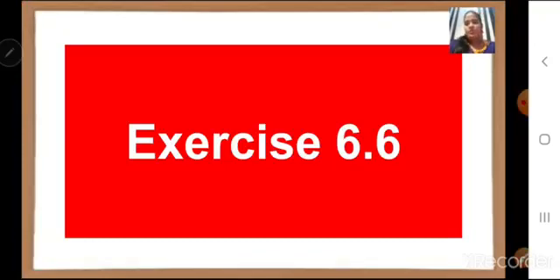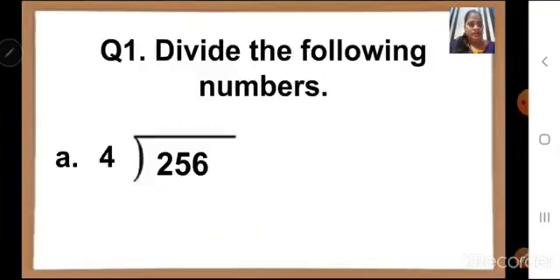Your first question is, divide the following numbers. A. 256 divided by 4. In division, children, remember the dividend is the first one, then divided by the divisor, which is number 4. So if it is given this way, we say it as 256 divided by 4. Write the question in your notebook.